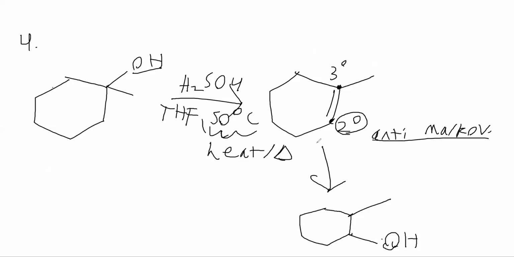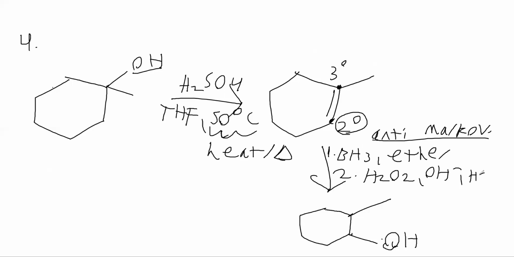So to form an anti-Markovnikov alcohol, you have to do hydroboration, and yeah, that's the reaction, hydroboration, and then just forming the alcohol. So it's like this. You have BH3 and then H2O2, OH minus, and water. That leads to the anti-Markovnikov alcohol. So yeah, that is something that's good to know.